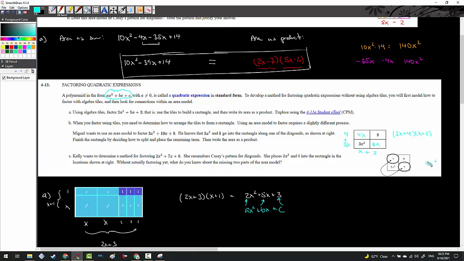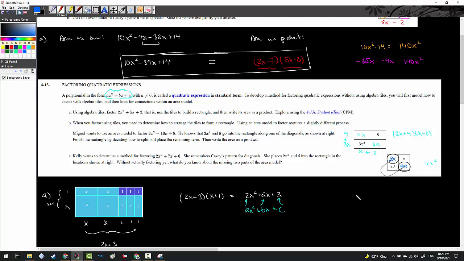Now, if I was a betting person, I would think that because 6 and 2 were already taken to multiply to 12, I would venture to guess, I'm going to darken the color here, that a 3x and a 4x go into these spots here. And that's because 3x times 4x would be 12x squared again.